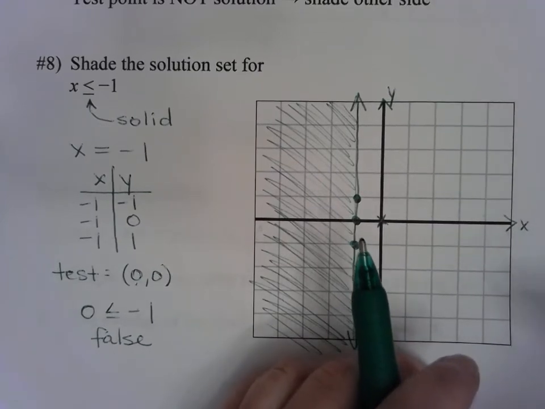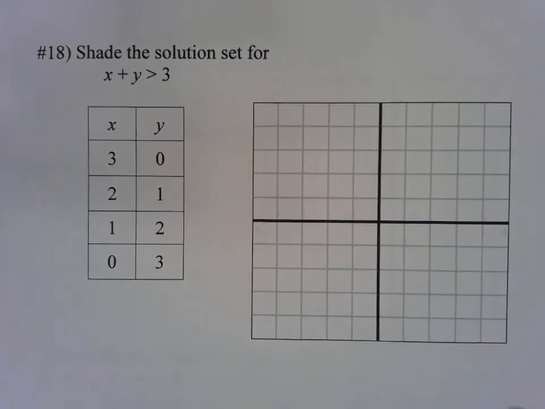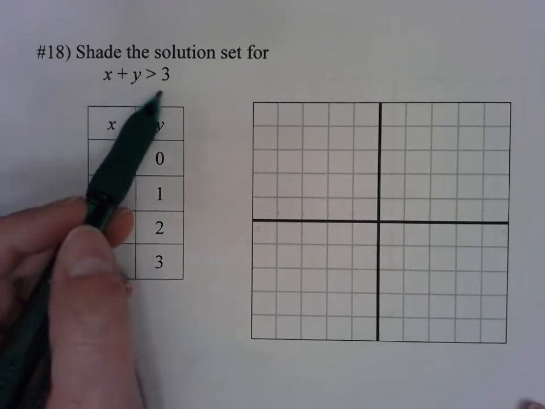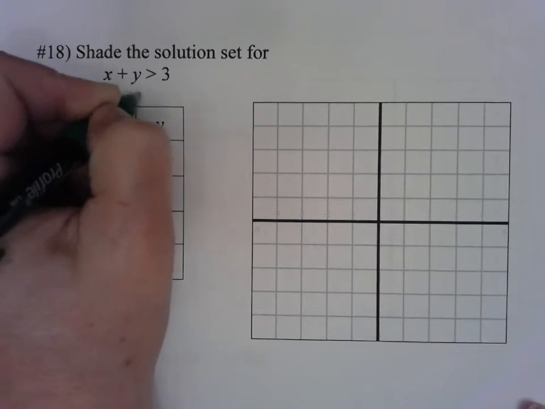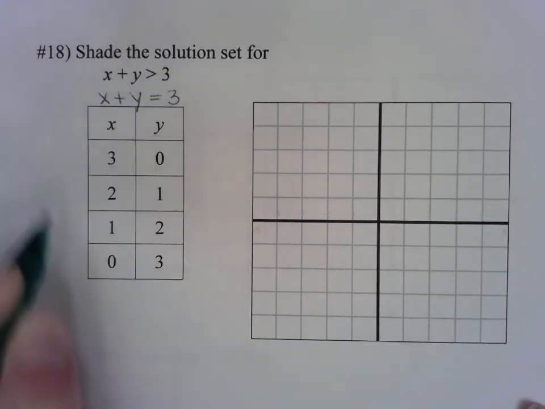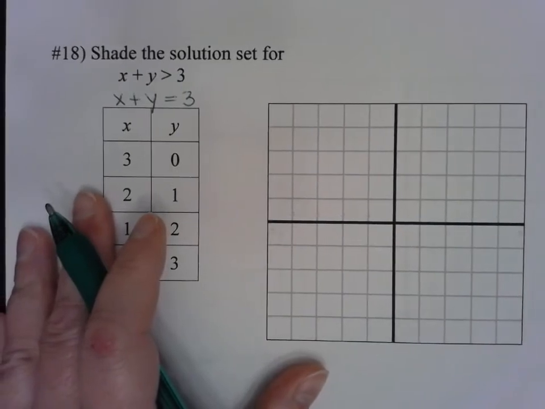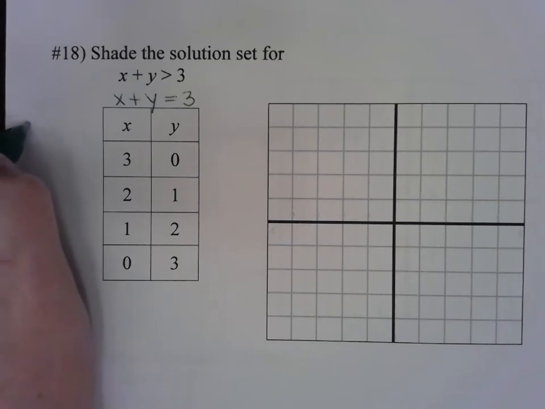So let's try one that's a little bit more challenging. This one is also from your book. I kind of meant to not have these here, but that's all right. The first step again is to put in the equal sign. So x plus y equals 3. Any method that you've used in the past to graph a line would be appropriate to use here.